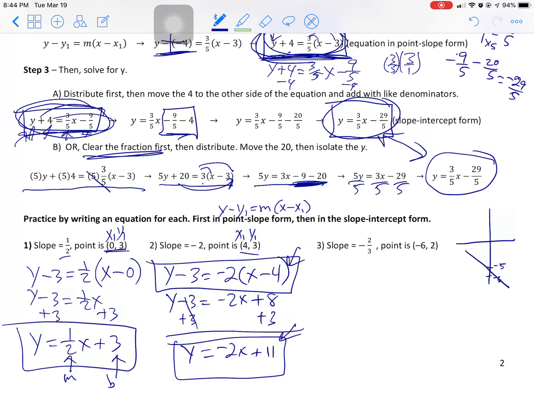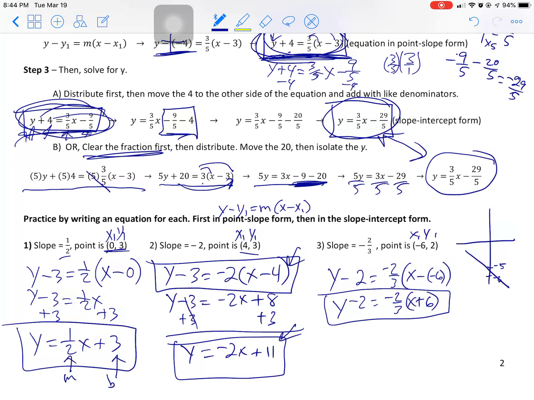If it then wants you to turn it around from point slope, or it asks you something about b, you'll have to turn it around, okay? All right, how about this one? This is x1, y1. So y minus 2 equals negative 2/3 times x minus negative 6. So y minus 2 equals negative 2/3 times x plus 6 is what my final answer will look like. Okay? Turn that around into point slope form.